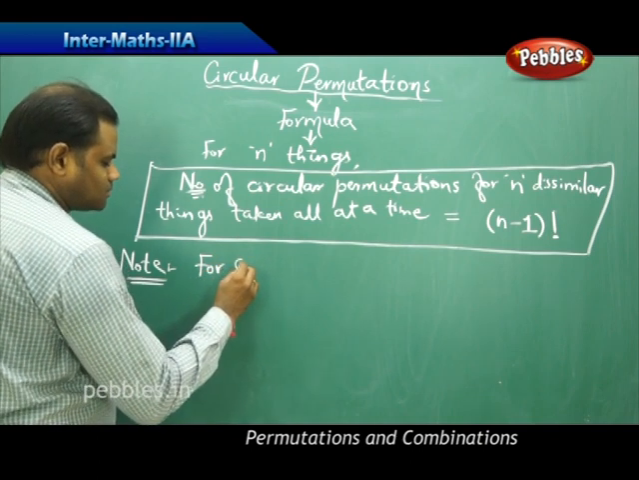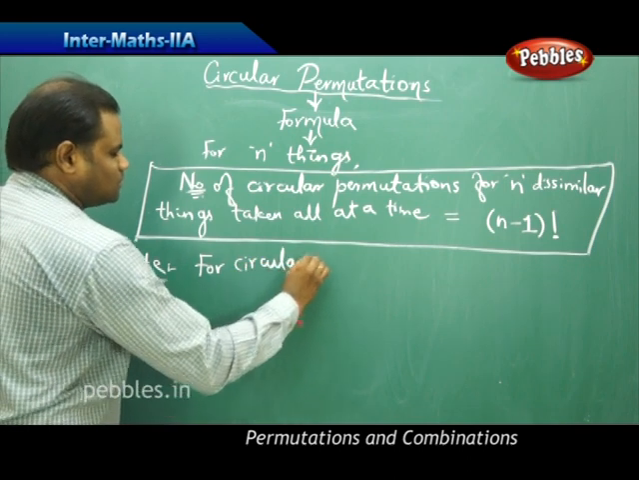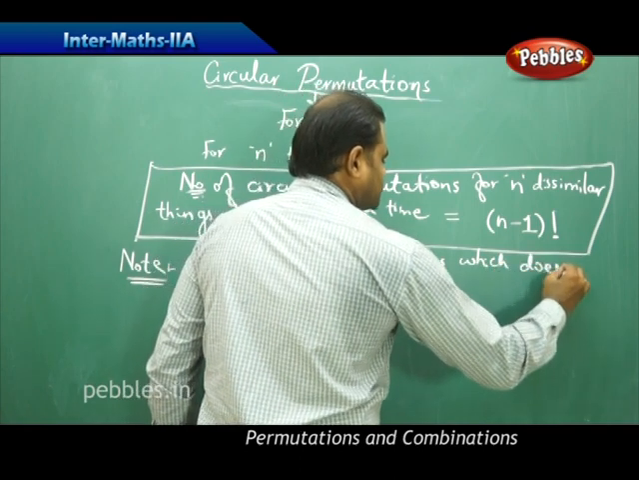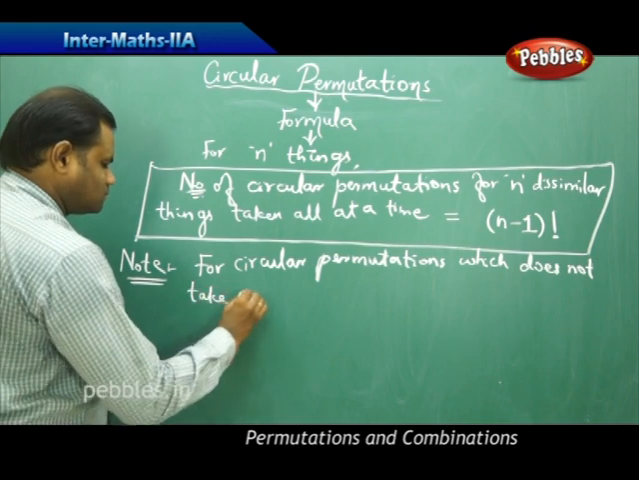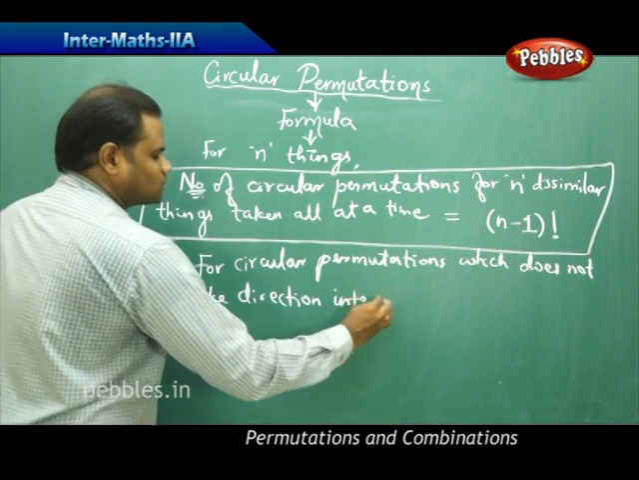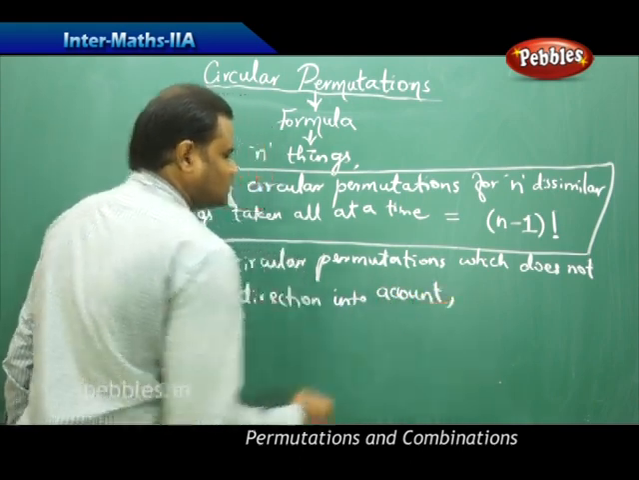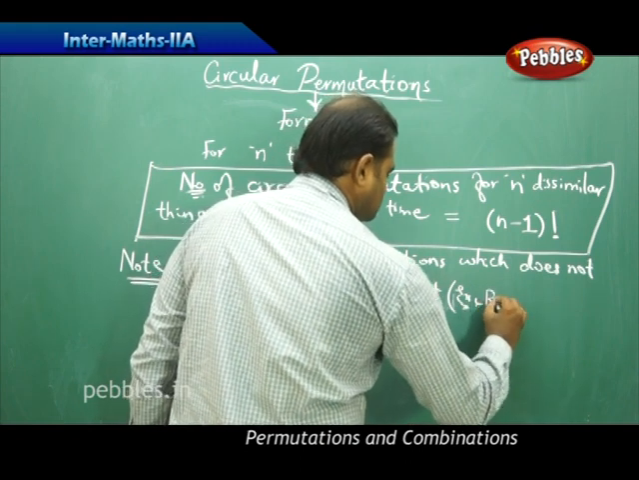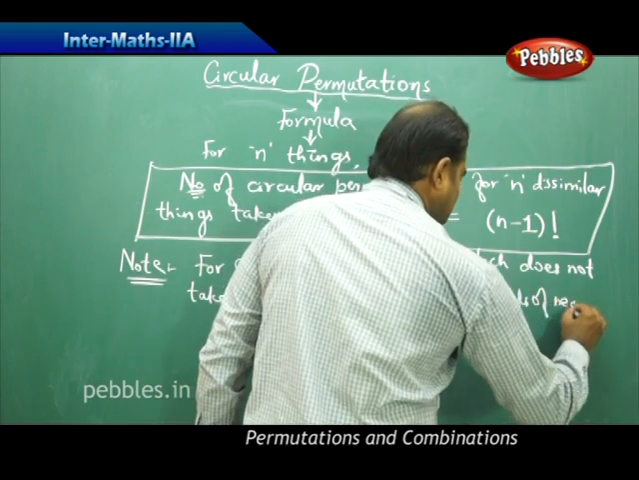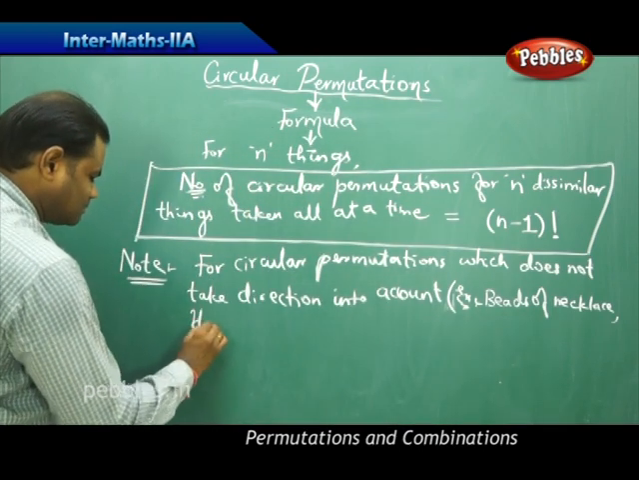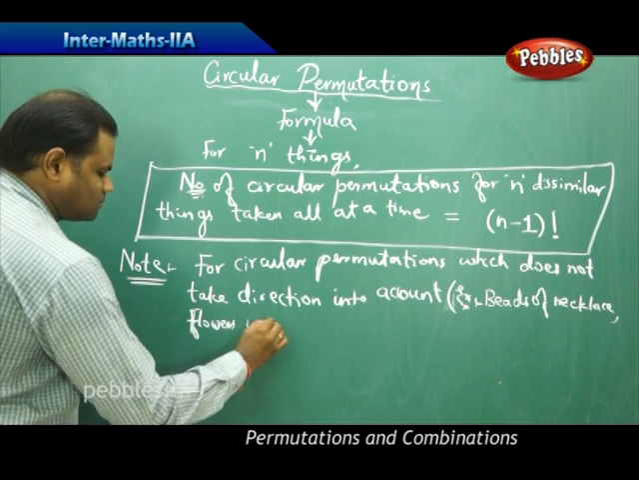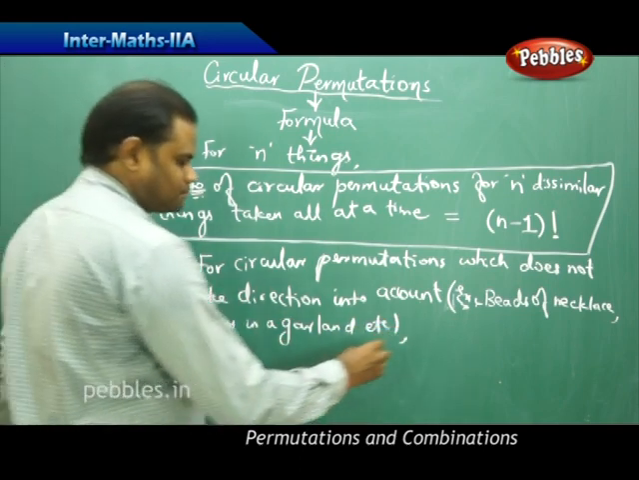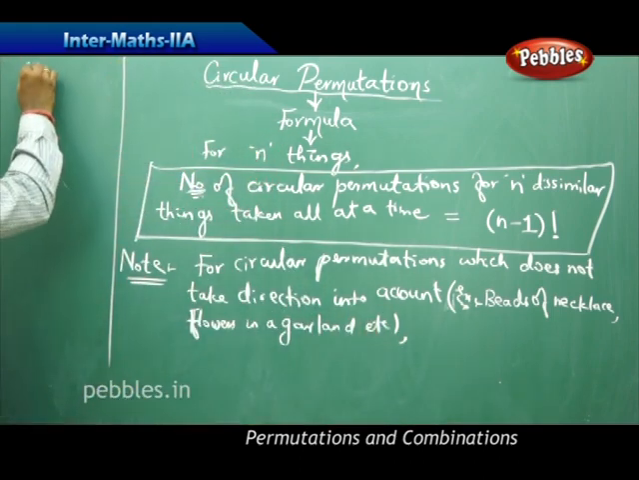For circular permutations, which does not take direction into account, for example, beads of a necklace or flowers of a garland, etc., in that case I have the formula which reduces in this form.